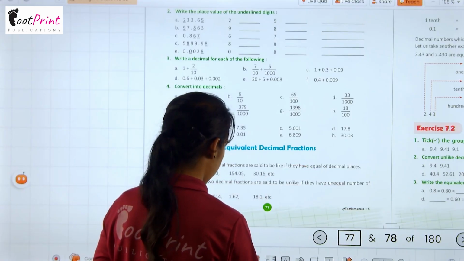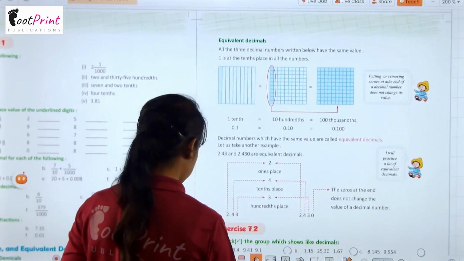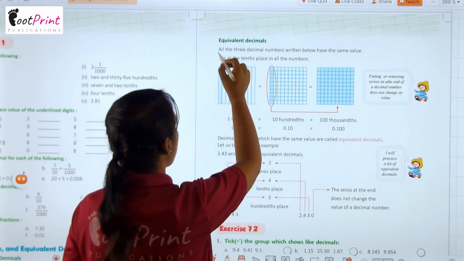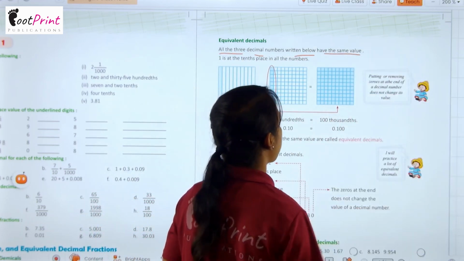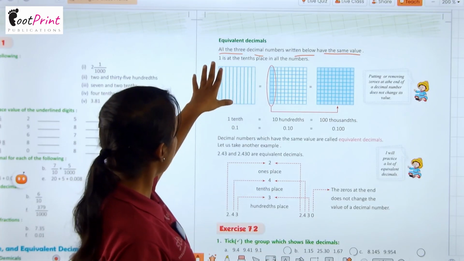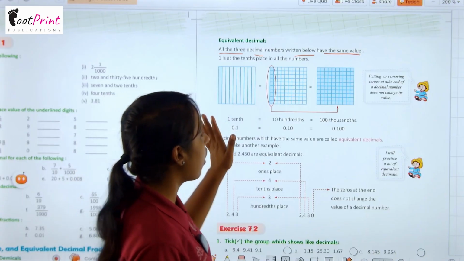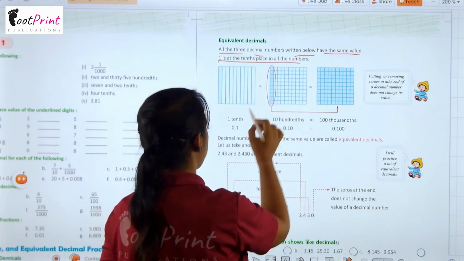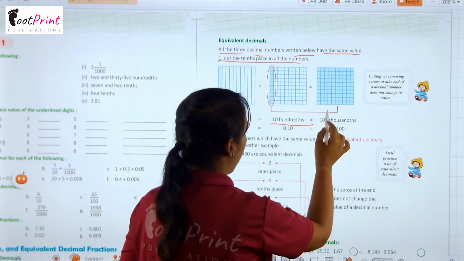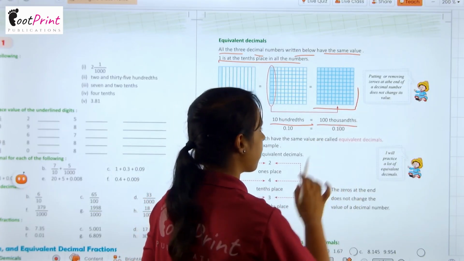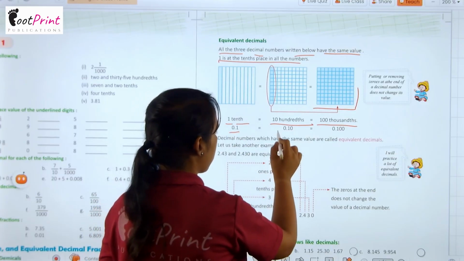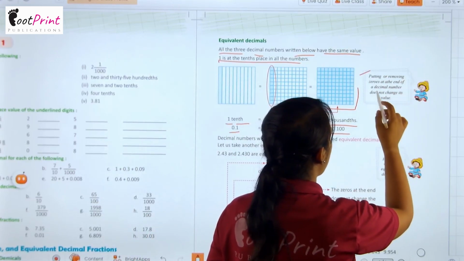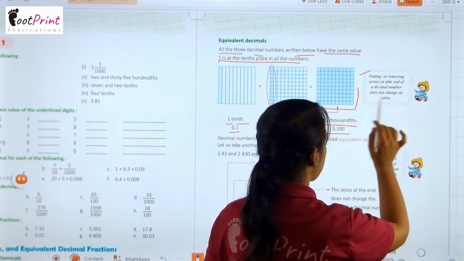Okay, now we will move to the next. Here we learn about equivalent fractions. So how do we find equivalent fractions? All the 3 decimal numbers written below have the same value. 1 is at the 10th place in all the numbers. So here 1/10, 10/100, and when all 100 boxes are filled, it is 100/1000. So here 0.1, we write it as 0.10 and 0.100. Here putting or removing 0 at the end of a decimal number doesn't change its value.